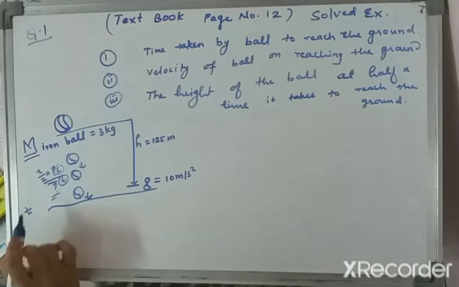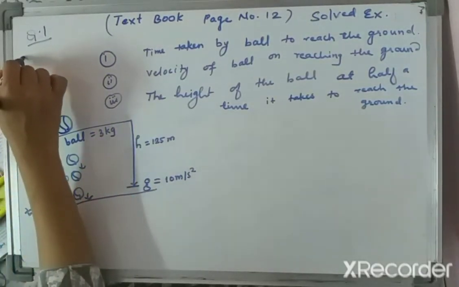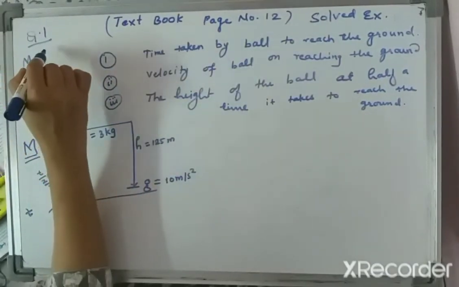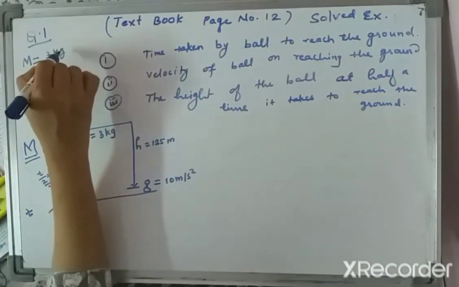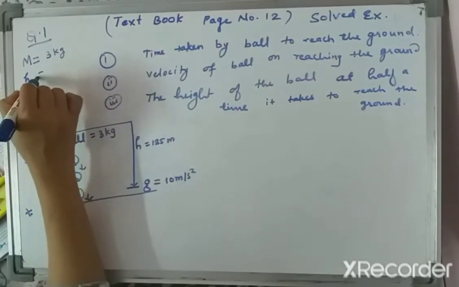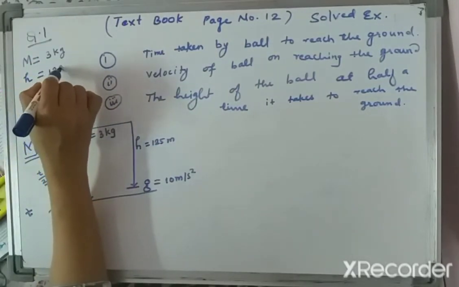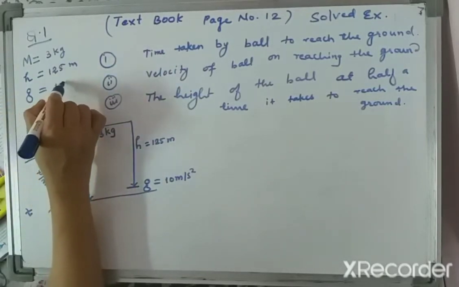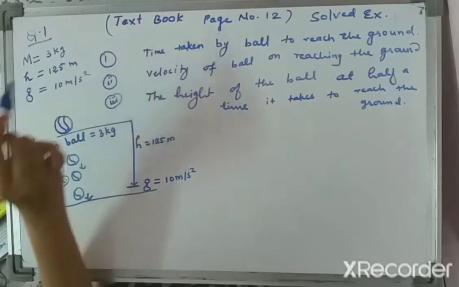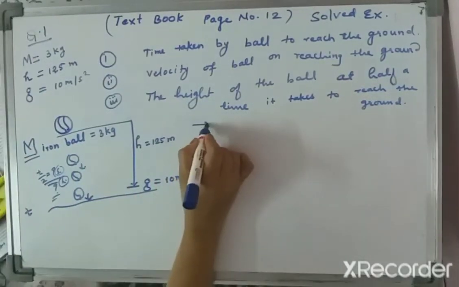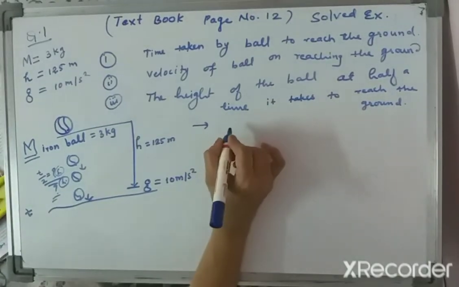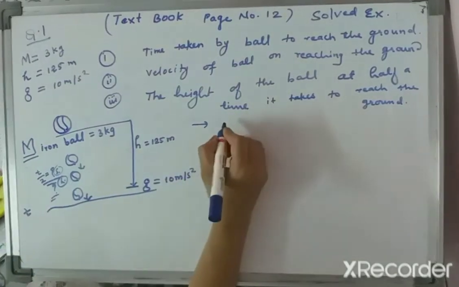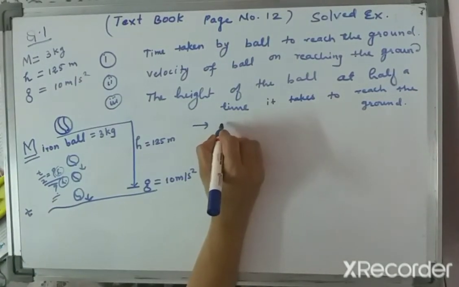So these three things are asked, and three things are also given. Mass of ball 3 kilogram. Height from where it is falling is 125 meters. And value of acceleration due to gravity is 10 meter per second square. So here we will use Newton's laws of motion, the three formulae which we discussed previously, and we will calculate the asked things.